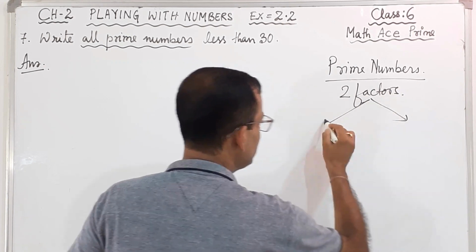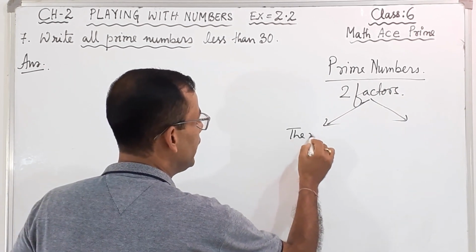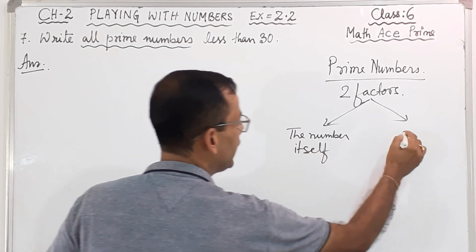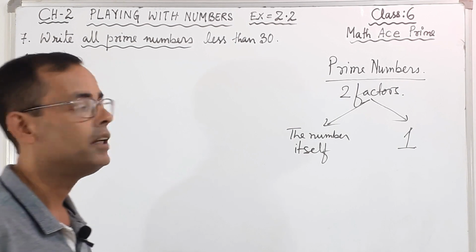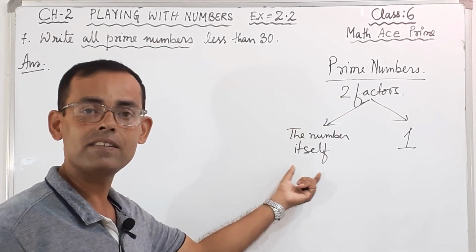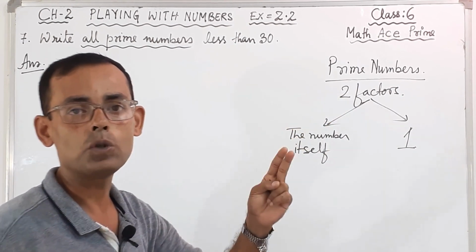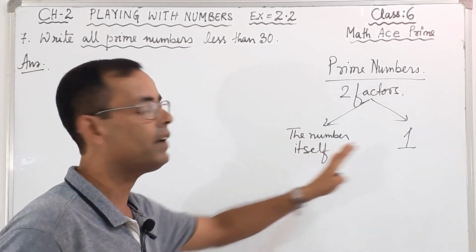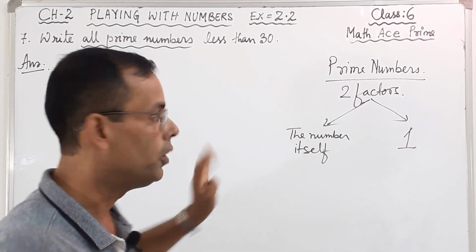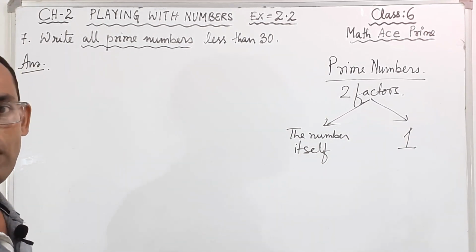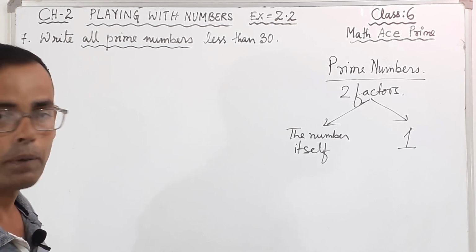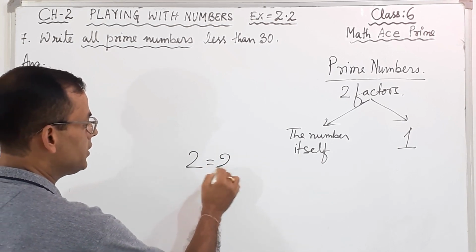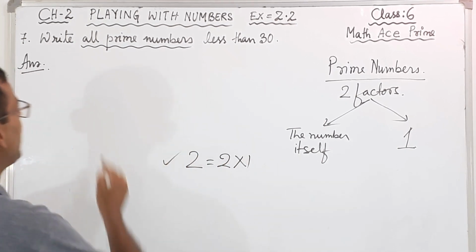What are those two factors? The number itself and another one is 1. So it has only two factors, the number itself and 1. A prime number has to have only two factors, the number itself and 1, clear? Now 1 has only one factor, 1 only, so 1 is not a prime number. Now 2, if you find out the factors, 2 means 2 into 1, so 2 is a prime number.